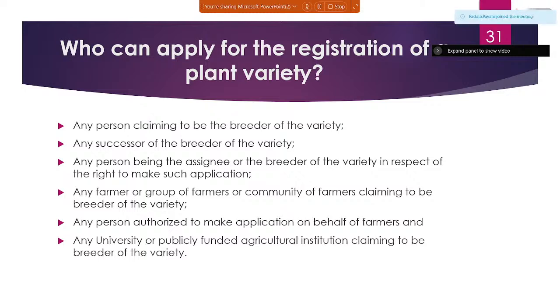Who can apply for the registration of a plant variety? Any person claiming to be the breeder of the variety. So if any of these things match with you, you can apply for it. Any successor of the breeder of the variety. So if you're not the breeder but the successor, you can still apply for it. Any person being the assignee of the breeder of the variety in respect of which the right to make such application has been generated. So as you know, like in all other IP acts, if you are the creator or the assignee, so here also if you are the breeder, or successor of the breeder, or the assignee, then any farmer or group of farmers or community of farmers claiming to be the breeder of the variety. Any person authorized to make the application on behalf of farmers, if the farmers have authorized some other person to apply for that. So they can also do that.